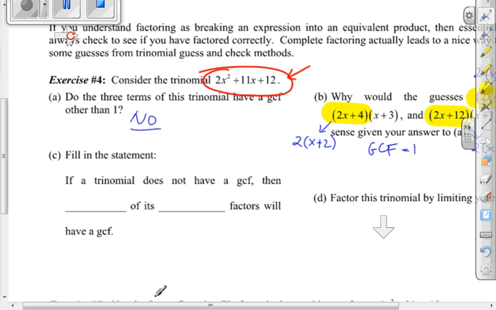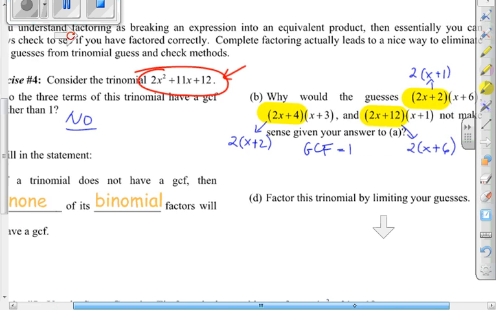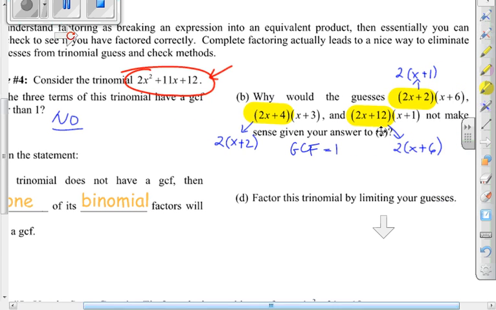So let's move to part C. If a trinomial does not have a GCF, so the original trinomial, then none of its binomial factors are going to have a GCF. And by binomial factors, we mean these here. Okay? This pair, and this pair. So let's try factoring this by limiting our guesses. By limiting our guesses, we're going to make sure that we don't have anything that has a GCF when we guess.